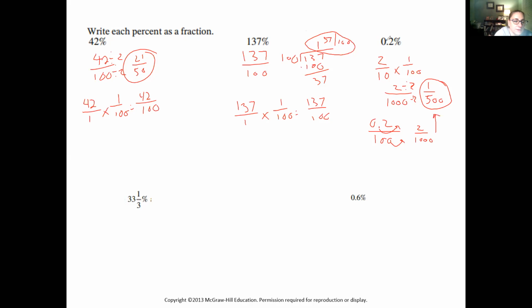All right, 33 1/3. We have a mixed number here, so we got to change it to an improper fraction. 33 times 3 is 99, plus 1 is going to be 100 over 3, and 1 over 100. We get 100 over 300. We can reduce by 100, and we get 1/3.